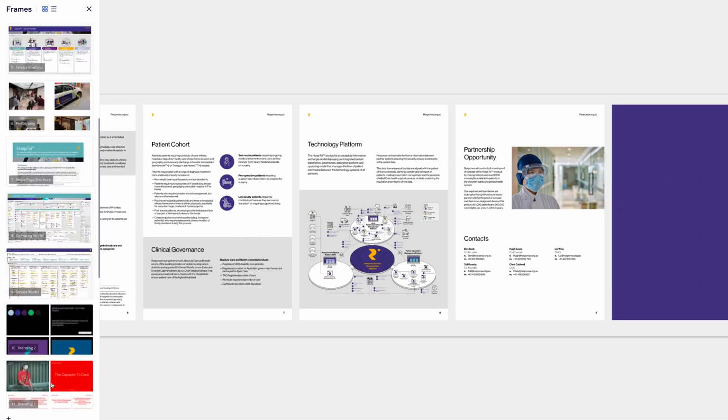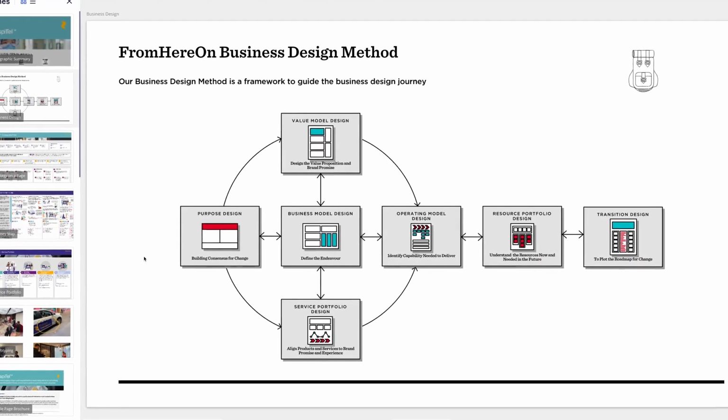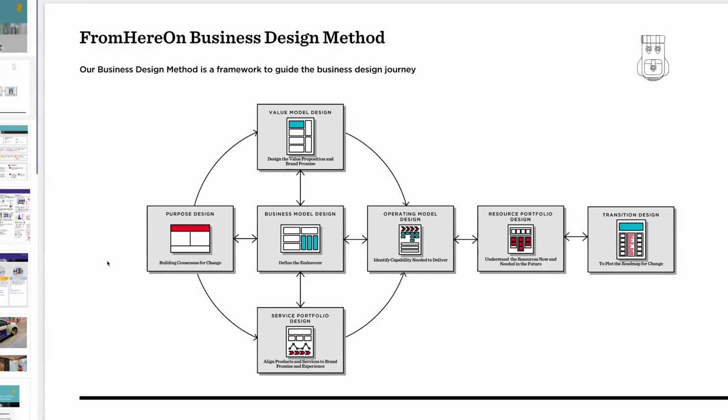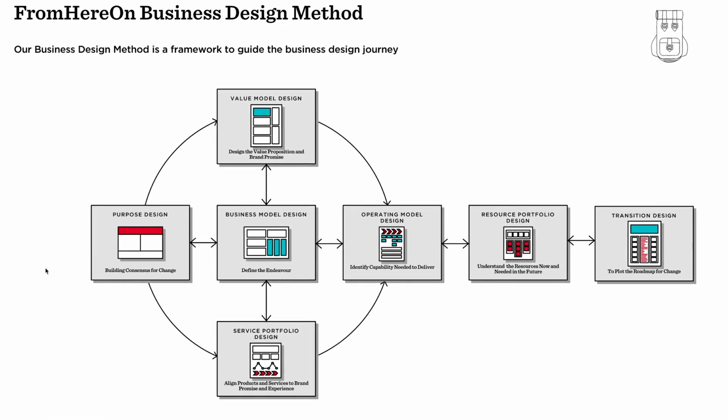It all comes together across this view of the business design method, where essentially we have the purpose design, which is really about connecting with the vision and the energy and the passion and the focus for what it is that we're all trying to achieve. The value model, the brand promise, who are we in service of, what's our value proposition to them, and how does that exist within the ecosystem.